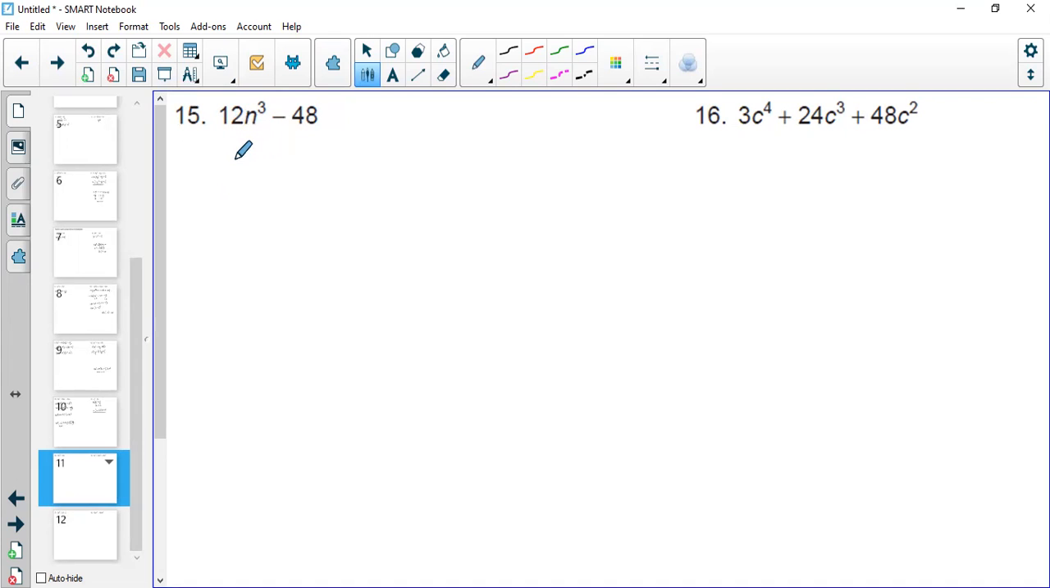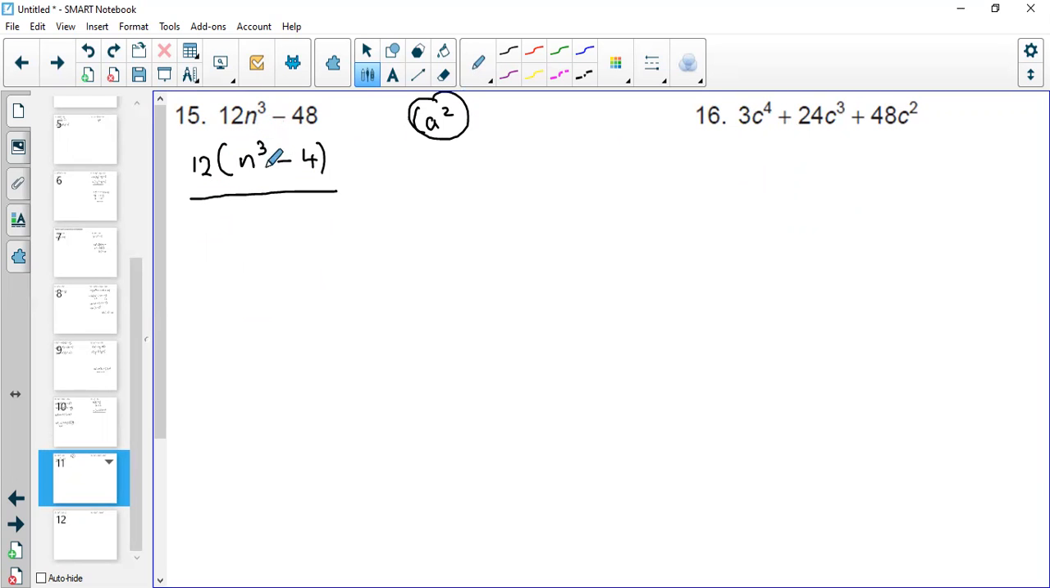So what you're going to do, first find the GCF. So the GCF of 12 and 48 is 12. So that leaves you with n cube minus 4. Now again, could you factorize this further? No, because this is a cube. We could factorize only for a square, not for cubes. So there is no more factorization for this. That's all the factorization for question number 15.